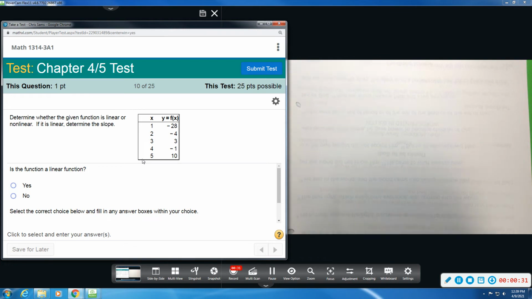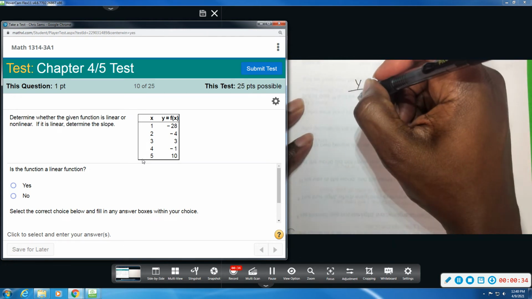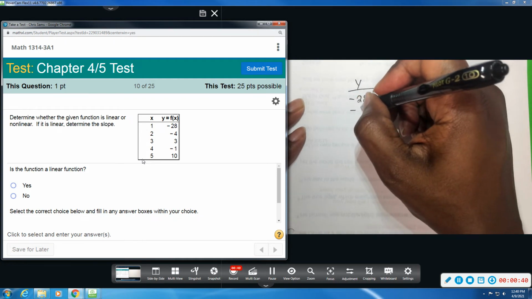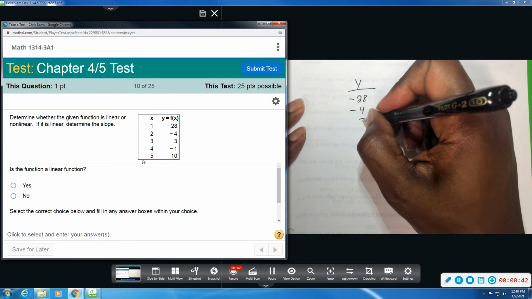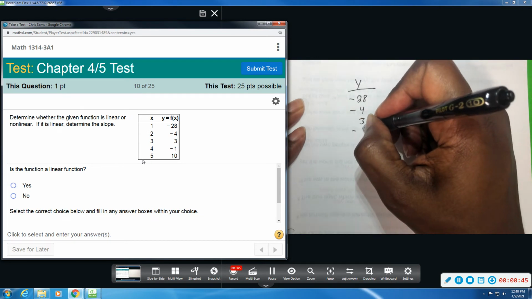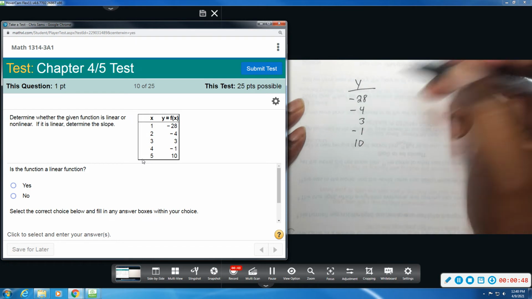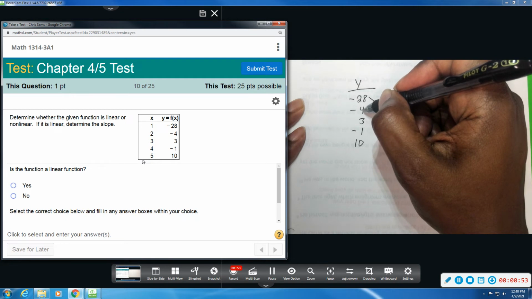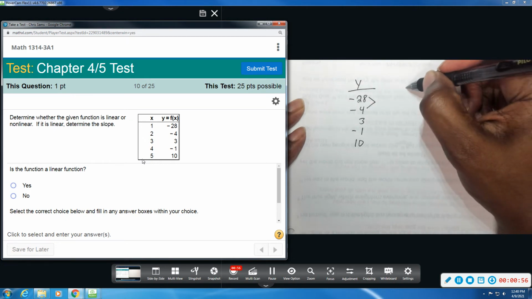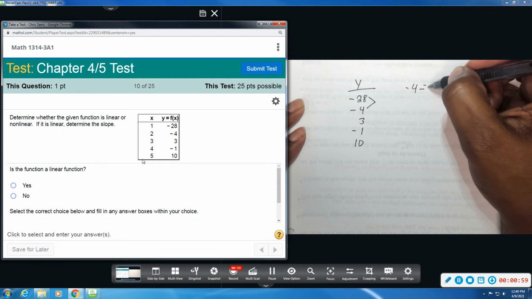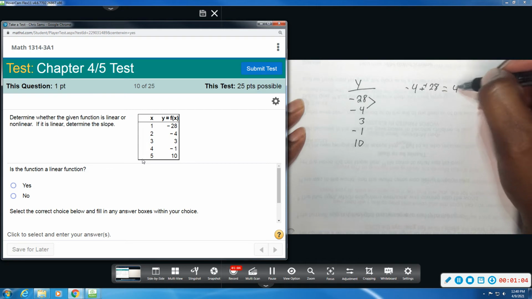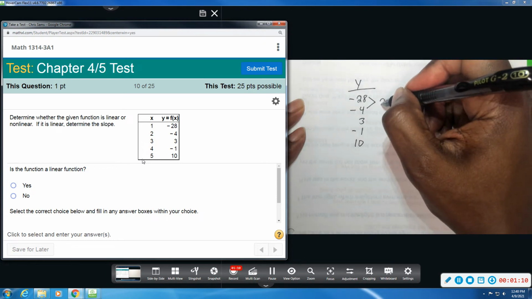But if you look at the y column, the y values, we start out with negative 28, and then negative 4, and then 3, negative 1, and 10. So the difference between here, negative 28 going to negative 4, you always take the second term, negative 4, subtract, so minus a negative 28, which would be a plus a positive, so you get a difference of 24. Why did I write 42? 24. So this increased by 24.